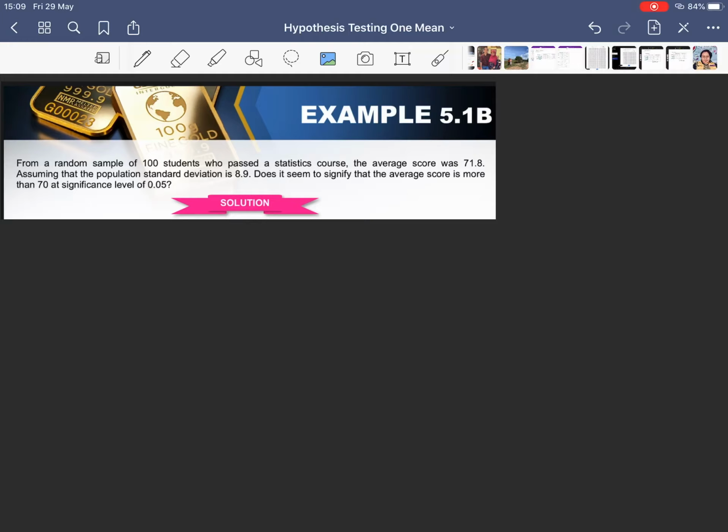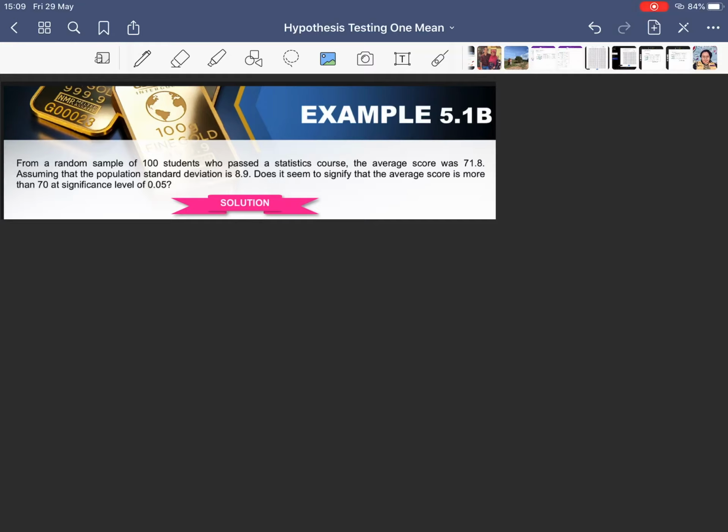From a random sample of 100 students who passed a statistics course, the average score was 71.8. Assuming that the population standard deviation is 8.9, does it seem to signify that the average score is more than 70 at significant level 0.05?